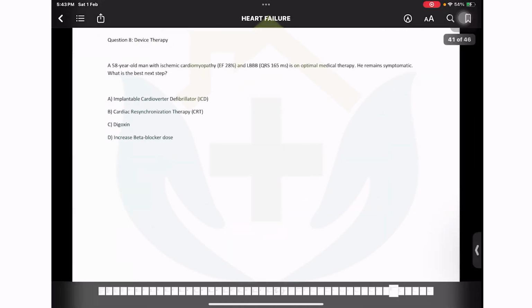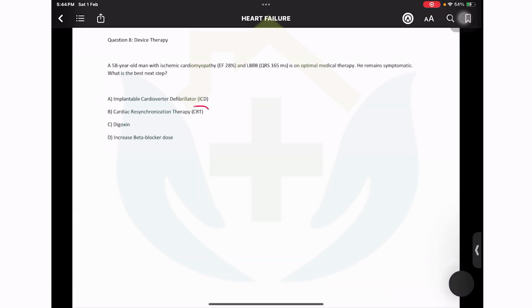A 58-year-old man with ischemic cardiomyopathy, EF of 28%, LBBB duration of 165, on optimal management remains symptomatic. What will you do? What is the answer? So the answer is putting the patient on CRT.